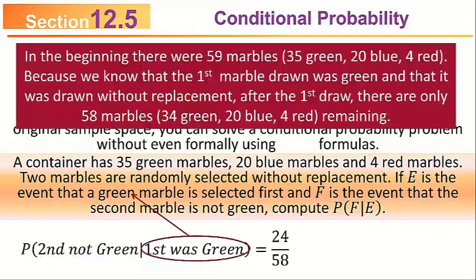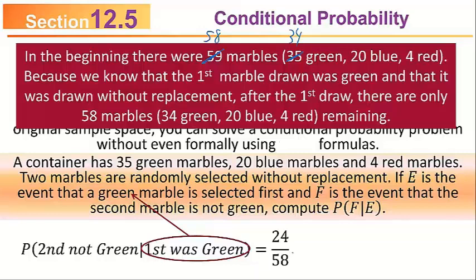Now, having done that, remember, we're given that the first draw resulted in a green marble, and we're doing it without replacement. So if there started off being 59 marbles, after the first draw there are only 58 marbles, and the one that was drawn was a green. So instead of 35, there are 34 green. We want to calculate the probability that the second was not green, given that the first was green. You can see that I've already put the answer up there as being 24 over 58, and I think you can see where that came from.